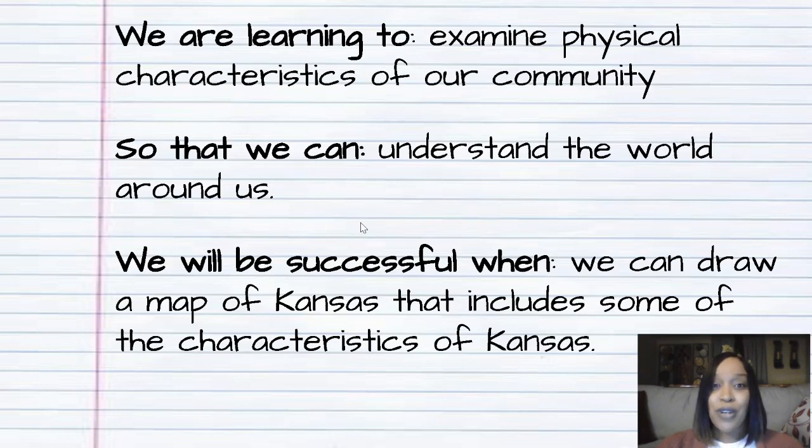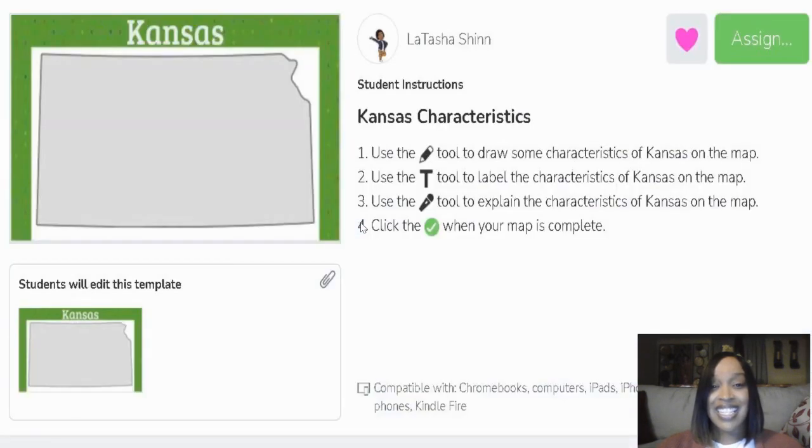Okay, so let's go over our learning intentions. Today we're learning to examine physical characteristics of our community so that we can understand the world around us. We will be successful when we can draw a map of Kansas that includes some of the characteristics of Kansas.